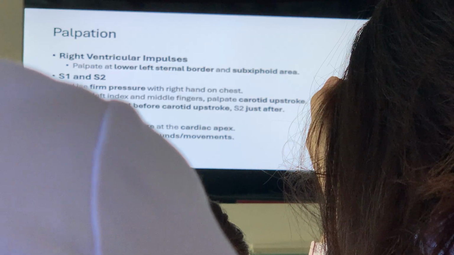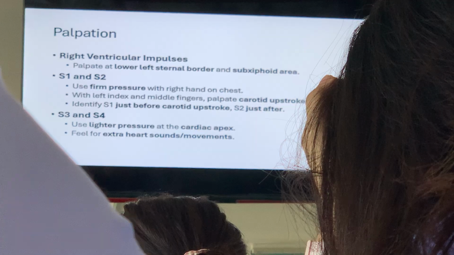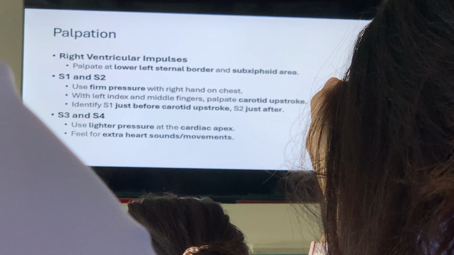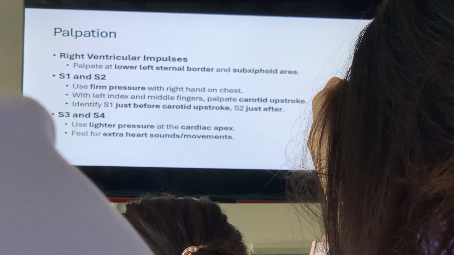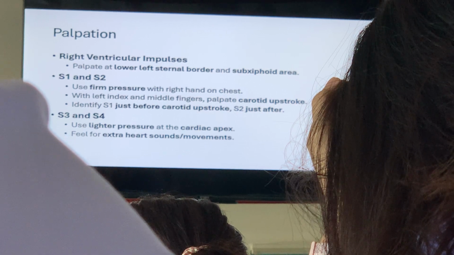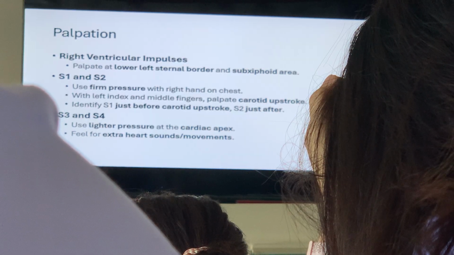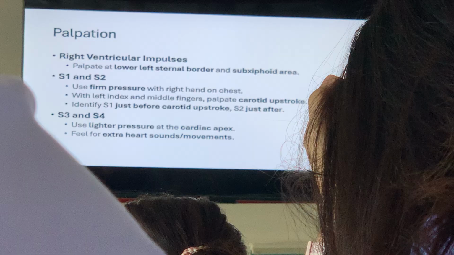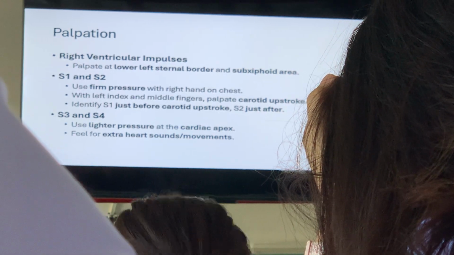So when you palpate, you start at the right, you check for the right ventricular impulses. You palpate at the lower left sternal border, and then the xiphoid area. For your S1 and S2, use firm pressure within the right hand of the chest, and then with the left index and middle finger, you palpate for the carotid upstroke to identify S1 just before the carotid upstroke and S2 after. For S3 and S4, you have to use light pressure at the cardiac apex. You listen or you feel for it if you can.